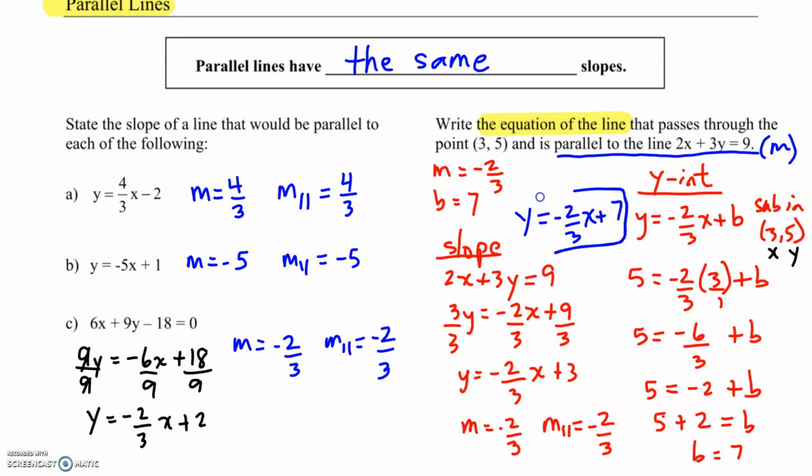So these are very similar to the questions we did in our last lesson from slope and a point, except this time we have to get our slope by the fact that our line is parallel to another line.